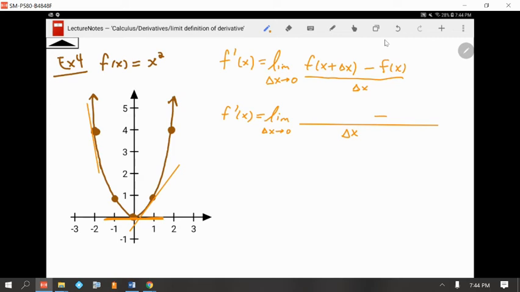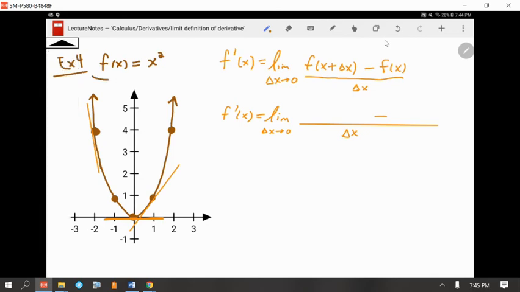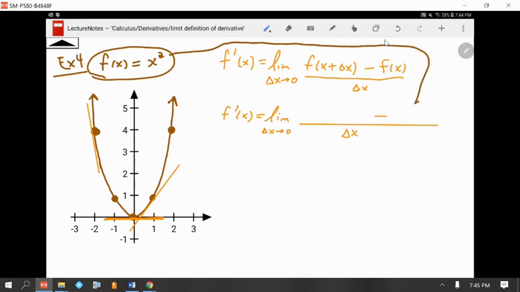So f of x plus delta x minus f of x. I got to do the f of x plus delta x part, and I got to do the minus f of x part. What's the easier part? The easier part is the f of x part, right? What is f of x? F of x is x squared. Always easy to put that part in next. So you write your template, you put f of x in next.